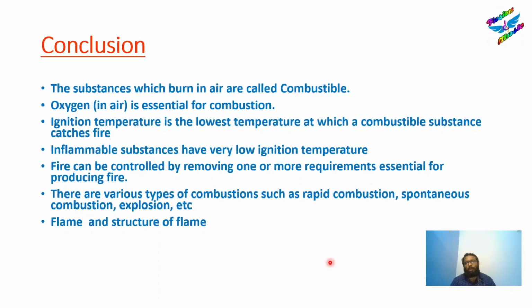Then we discussed how to control fire. To control fire, either we have to remove the fuel, or remove the continuous flow of air, or increase the ignition temperature. By these three ways we can control fire. Then we discussed the types of combustion: rapid combustion, spontaneous combustion, and explosion. And at last we discussed the flame and the structure of flame.